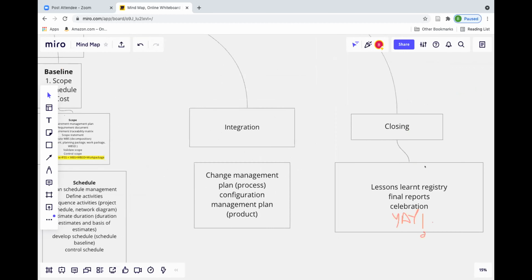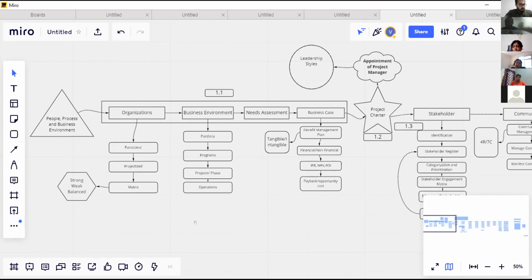If we have a requirement, first we do the need assessment. From that need assessment, we make a business case. Then from the business case, we identify the benefits and the benefit management plan. Those benefits can be tangible or intangible. Then we go for the financial or non-financial benefits, then IRR, NPV, ROI, payback, or opportunity cost. Then based on the business case, we make a project charter, and the project manager is appointed. And as per the PMI, servant leadership is the ideal leadership style for a project manager.